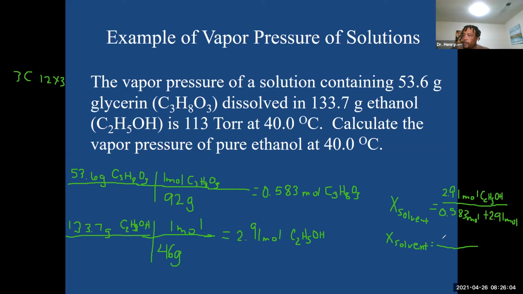What do you guys get? For the total or for everything? For everything, I got 0.833. Me too. And it's going to be unitless because you basically have moles over moles. So then what are we going to do next? Your pressure. So how do we do that? What is the equation that we're using?